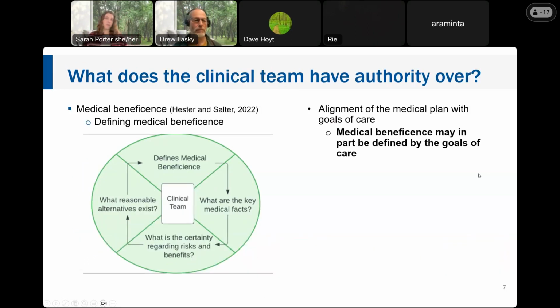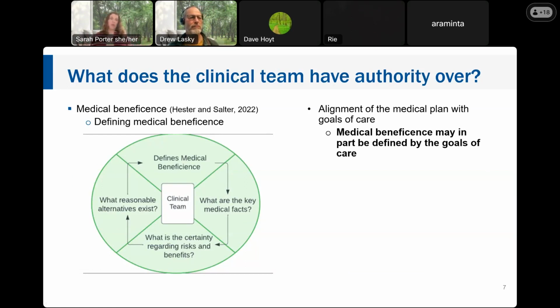Okay, so if we're going to talk about what parents have the authority over, it leads us into a question of what the clinical team has authority over. We're going to state that the clinical team has authority over defining medical beneficence. So medical beneficence is the determination of what's going to be medically beneficial for this child.